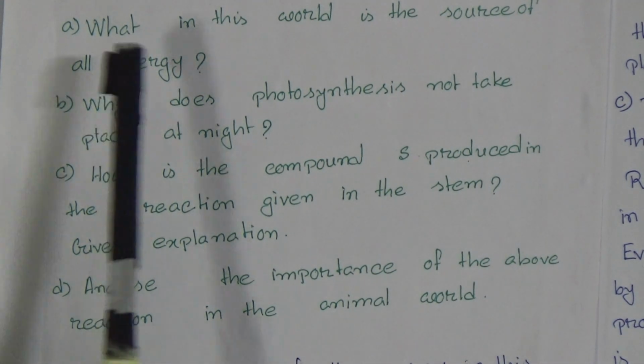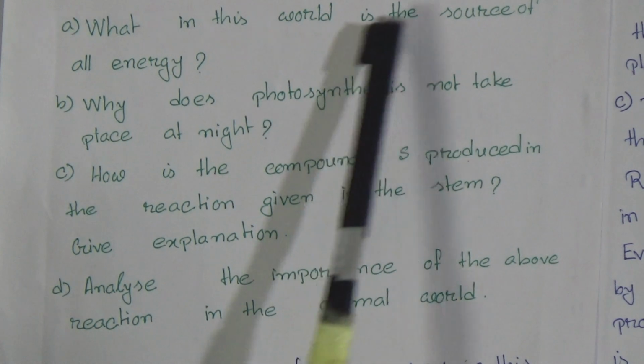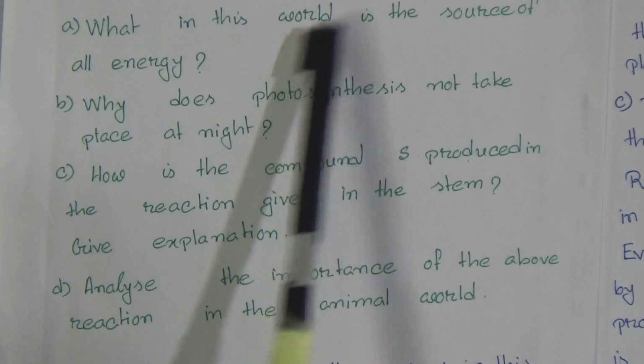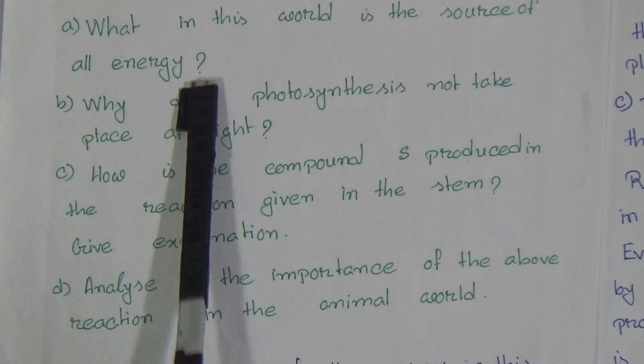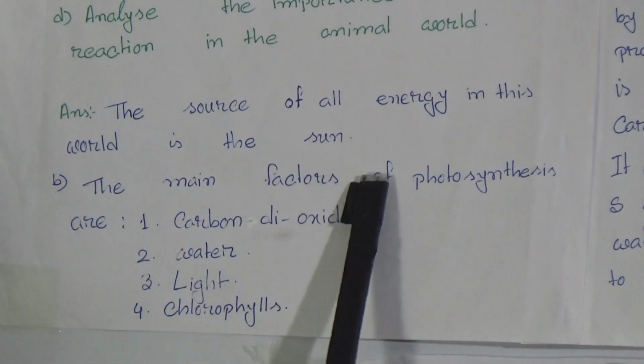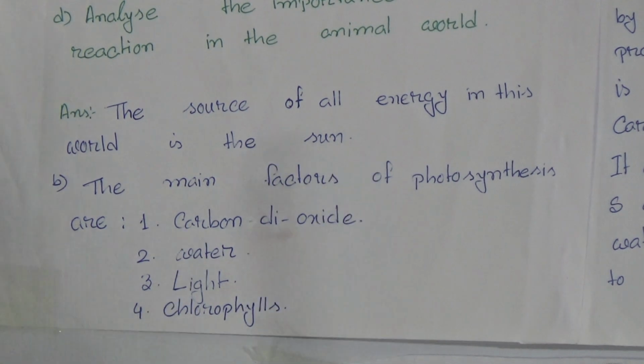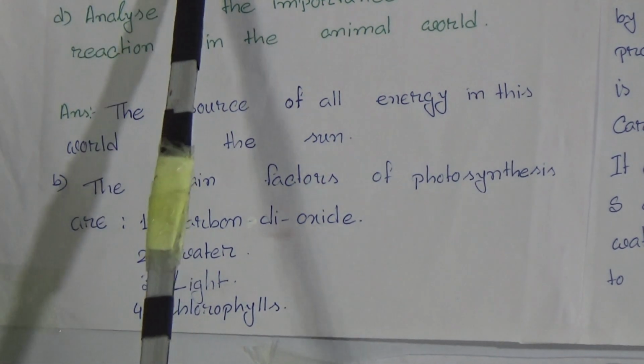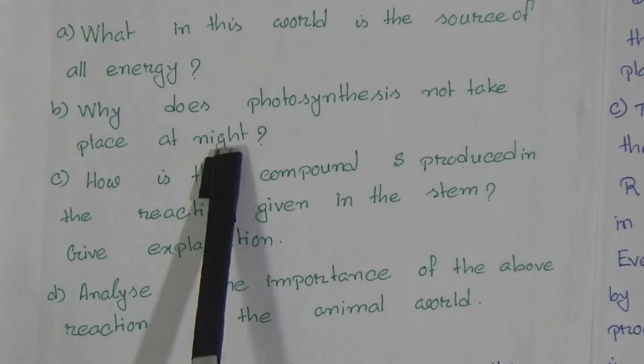Answer: What in this world is the source of all energy? The source of all energy in this world is the sun. So we know that the sun is the source of all energy in this world. Number B. Why does photosynthesis not take place at night?